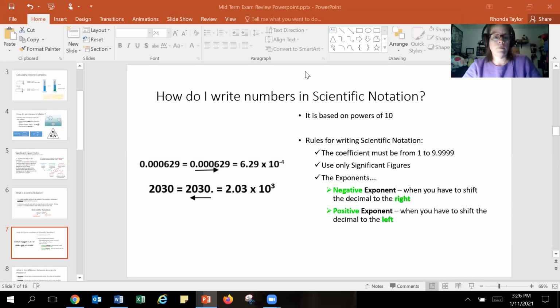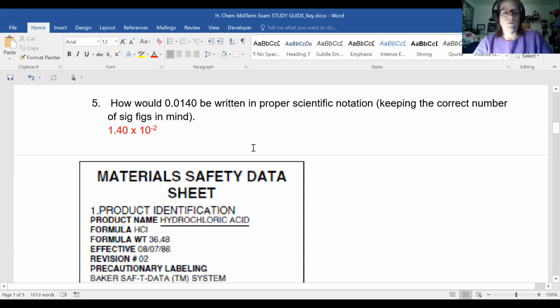All right, I need to get back to the study guide. There we go. For this one, we had to move the decimal point 2 times to get it to a number between 1 and 9.99. So our number was 1.4. And again, keep significant figures in mind, so that 0 on the end is significant. So we're going to keep that 1.40 times 10 to the, how many times did you move that decimal? You moved it twice. And since we're moving the decimal this way, it's a -2 as your exponent. So that's scientific notation for that.